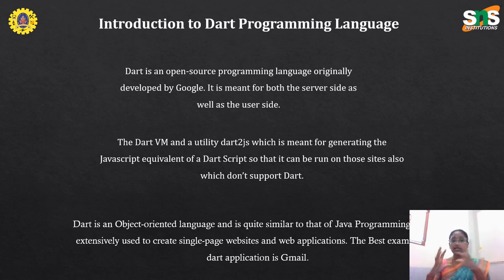Okay, so next, Dart is an object oriented language and similar to the Java programming side. It works on single page websites and web applications. The best example of Dart is Gmail. Nowadays we write messages and share messages in Gmail only. Gmail is created by the Dart language. In some other cases we don't know which language is used, but Gmail is working under the Dart language.